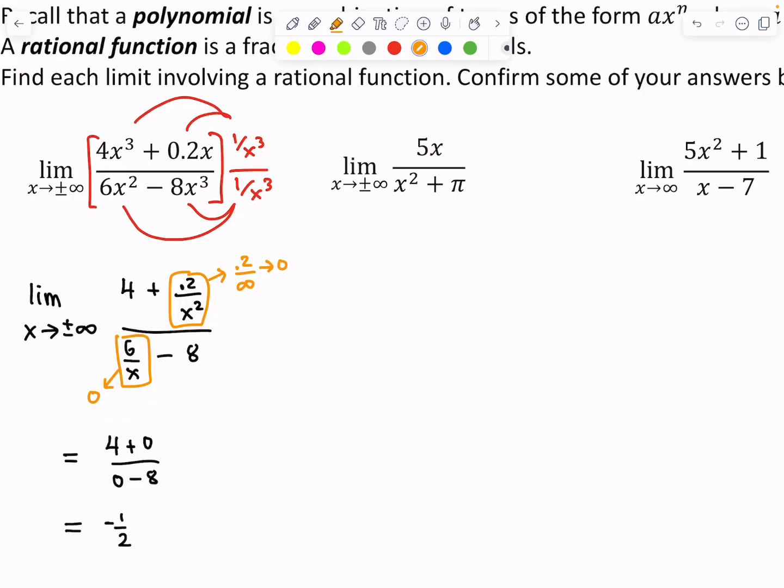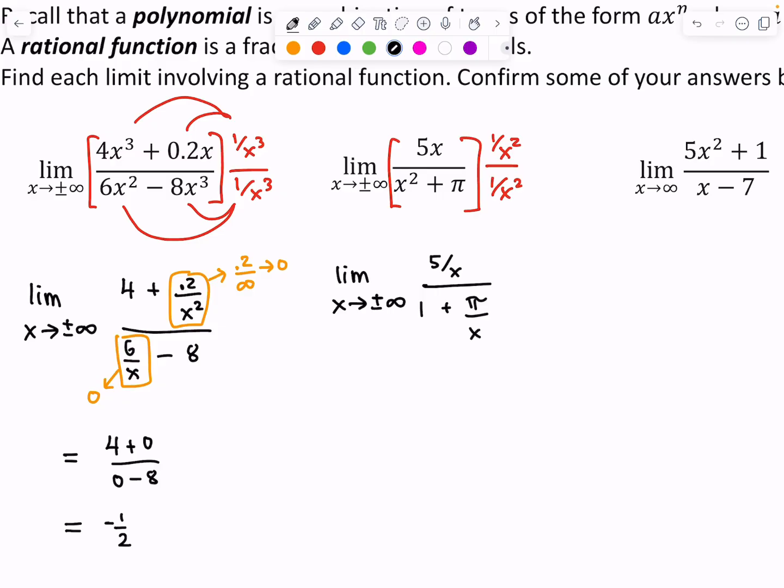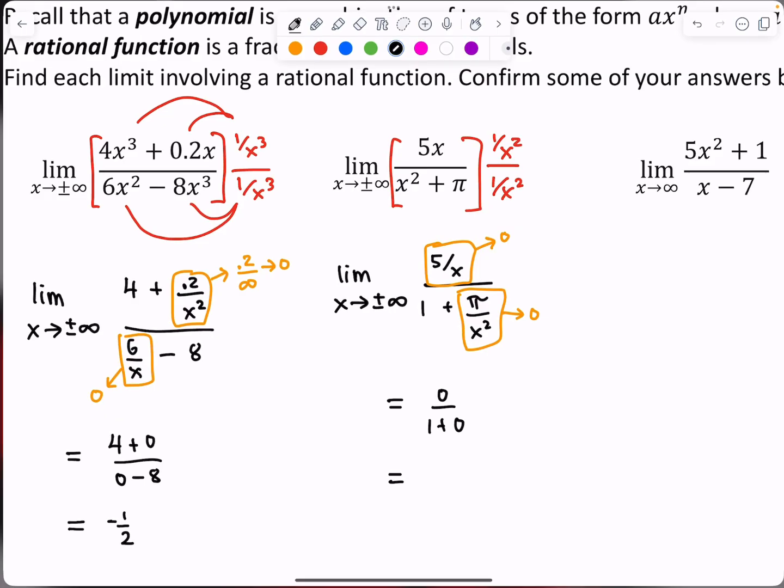Okay, we have another rational function, polynomial 5x over polynomial x squared plus pi. Identify the degree of the denominator, which is degree 2. So once again, we're going to multiply this fraction by 1 over x to that degree, which is 1 over x squared. Distribute and simplify. The numerator will be 5x over x squared, which becomes 5 over x, and the denominator will become 1 plus pi over x squared. But once again, I see 2 subfractions, so this subfraction will shrink to 0, and so will this subfraction. So in this case, we get a limit of a 0 numerator over a 1 plus 0. 0 over 1 is just 0.